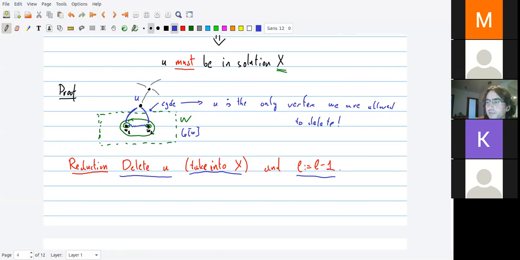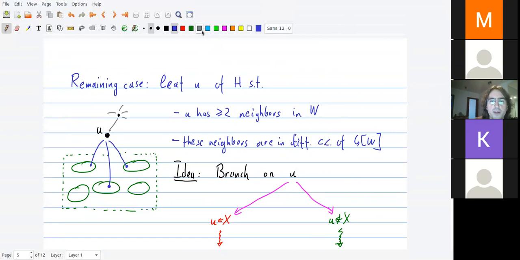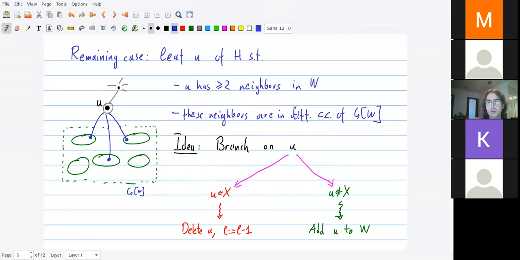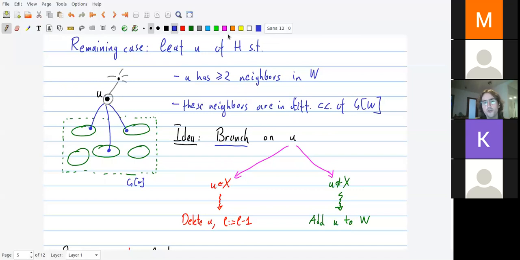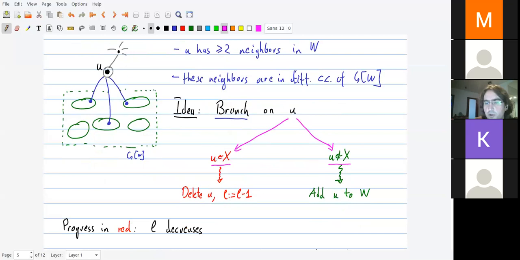Yeah. So we are left with a situation. The remaining case is when I look at my vertex u, it has two or more neighbors in W, but they all must lie in different connected components of G minus W. So now the idea is that we will just branch on u. By branching on u, I mean go into two branches. In one case, assume that u should be included in the optimum solution, and in the other case, assume that u should not be included in the optimum solution.